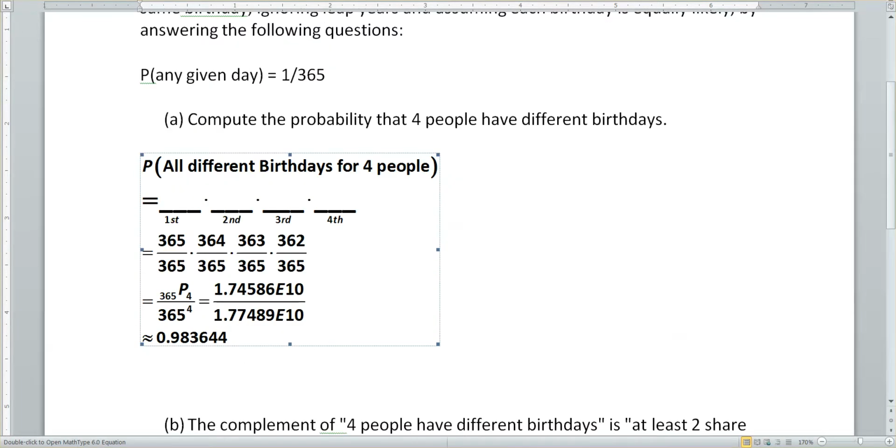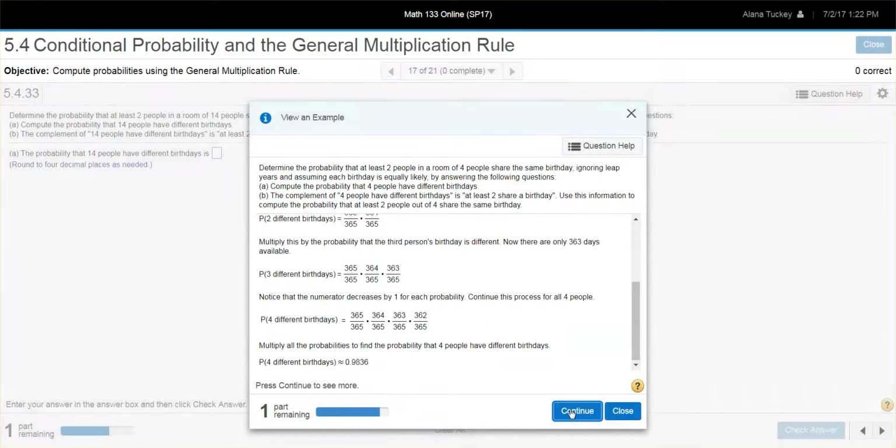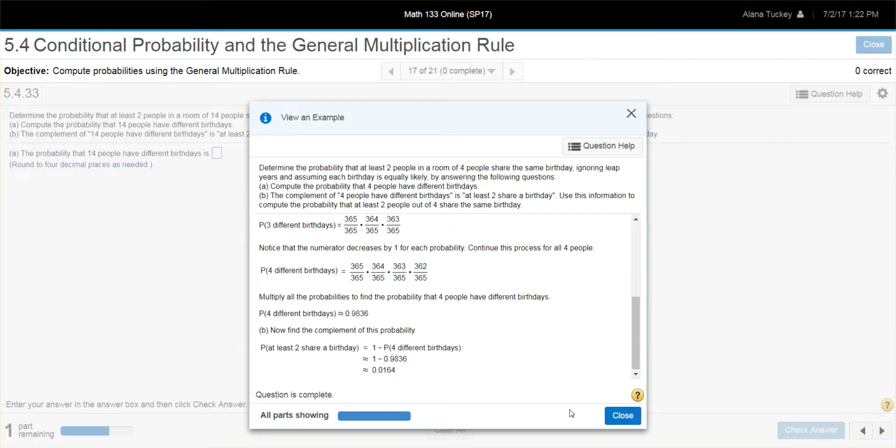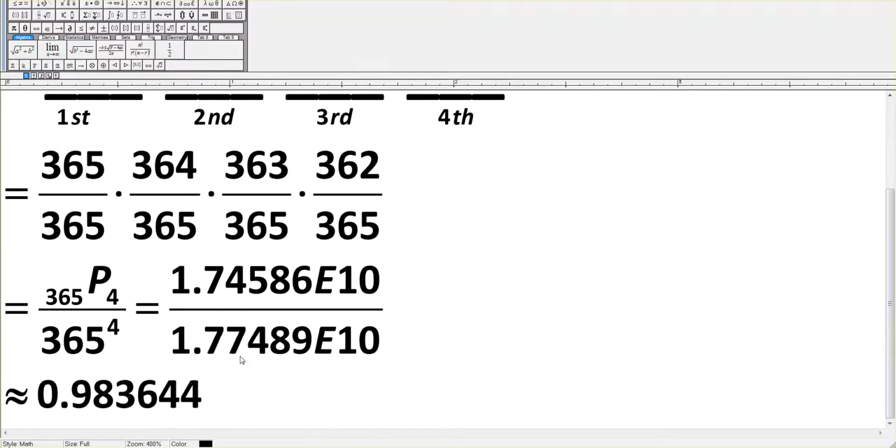All right, so let me go back and check the study plan. I should be able to check. Now, they'll probably ask for a particular number of decimal places. So they went with 0.9836, which is fine. So I could round it to 0.9836 as well as the next person. So if they ask for 4 decimal places, then do 4.